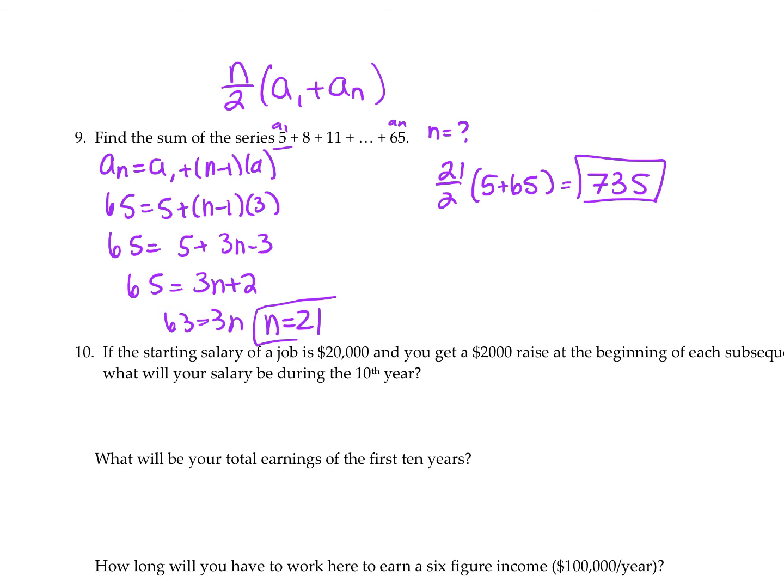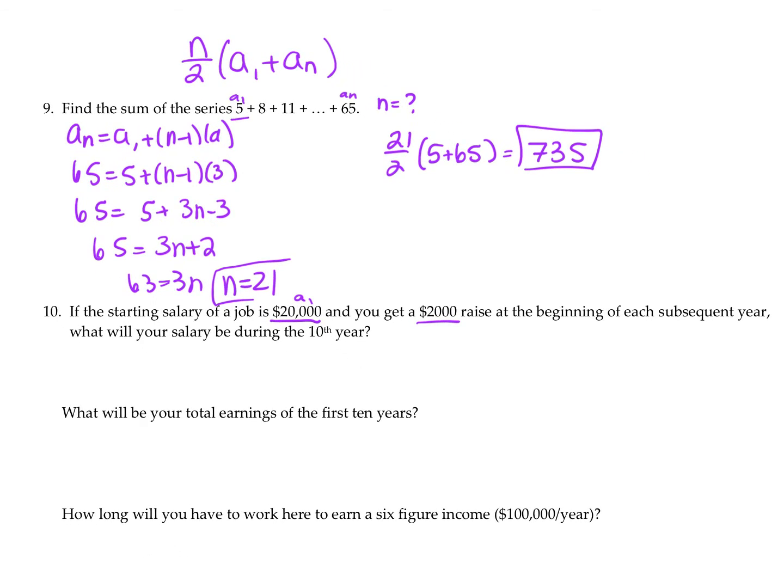So if I have a salary of a job is $20,000. So it starts at $20,000. This is my A1. You're getting a raise of $2,000 at the beginning of each subsequent year. So this is my common difference. That's how much it's going up by each year. What will my salary be at the end of the 10th year? So that's going to be my N.